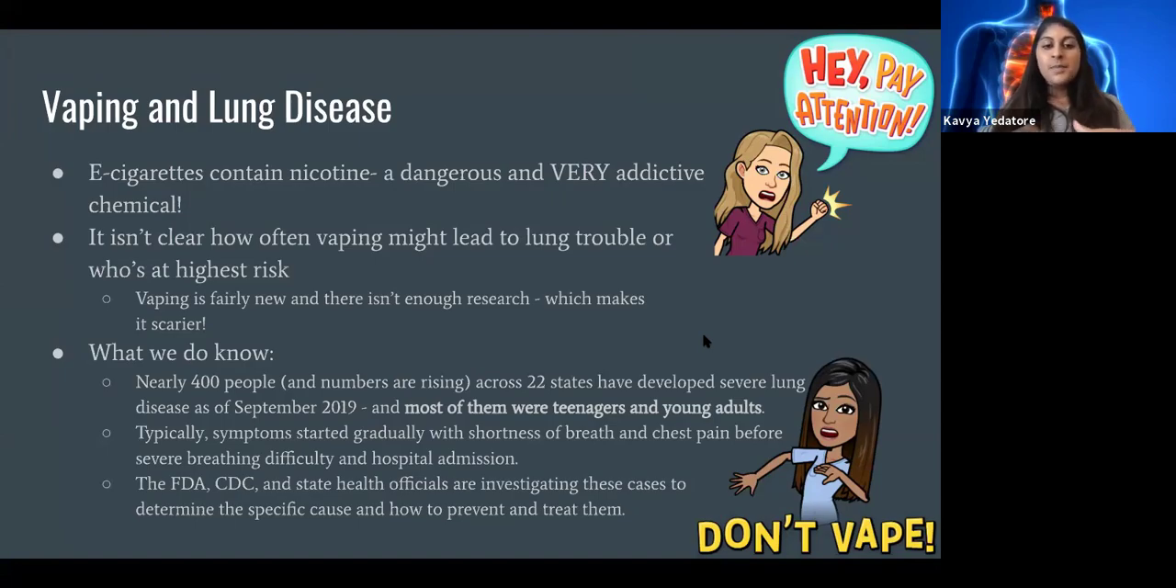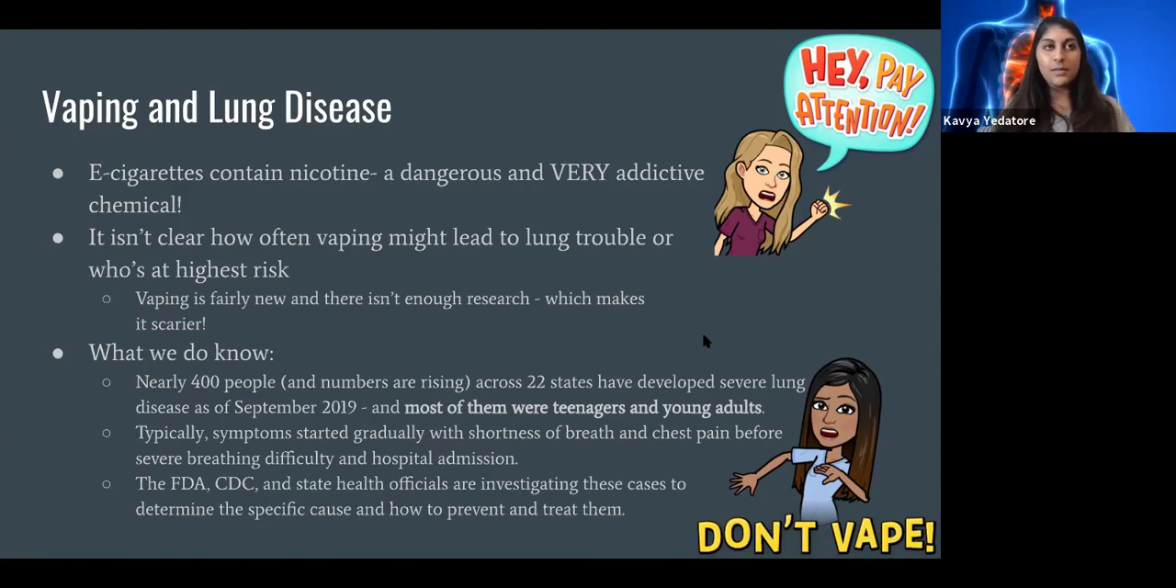But to touch on what we do know, nearly 400 people, with rising numbers, this was as of September 2019, and numbers are rising across 22 states, have developed severe lung disease. And most of them were teenagers and young adults.